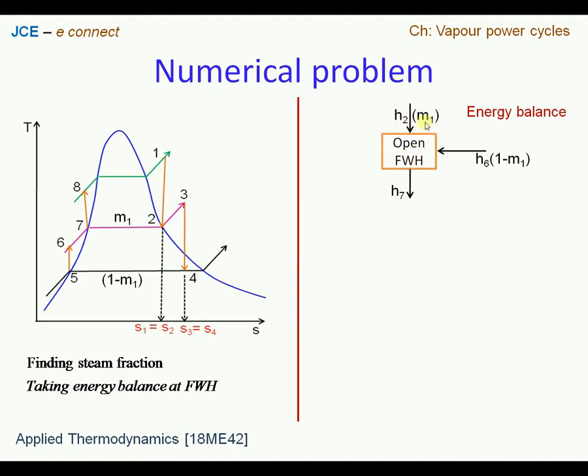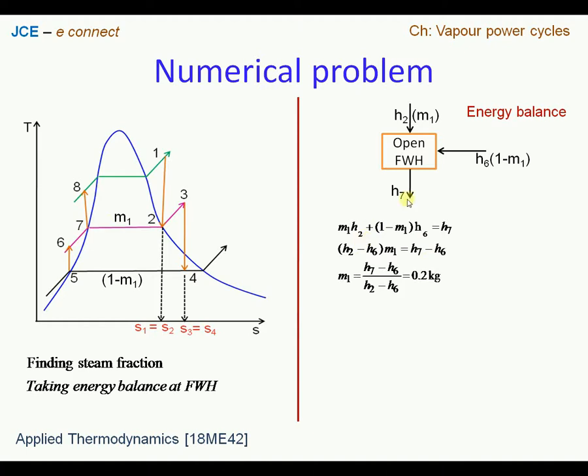So we have mass of steam, that is M1 quantity, coming along with the enthalpy of H2, that is at section number 2, from this point, and we have enthalpy H6 coming along with the quantity of steam that is 1 minus M1 across section 6, and these two quantities are meeting at point number 7. That means they are going to mix up in the open feed water heater, and the sum of these two quantities will be equal to H7. So the sum of M1 and 1 minus M1 along with the enthalpies will lead to H7.